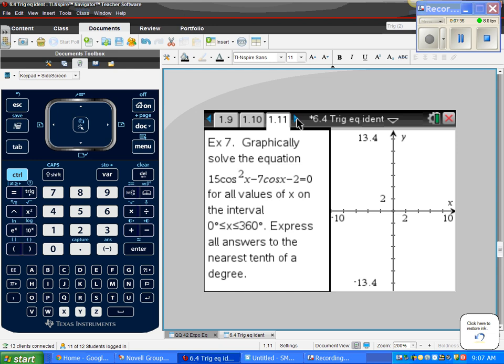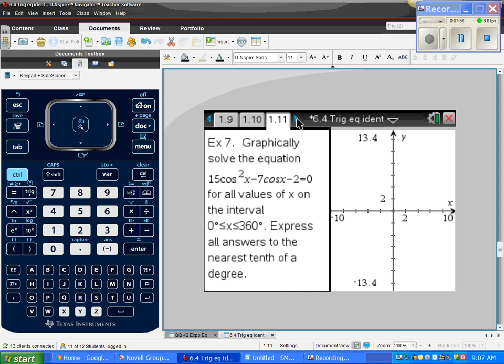Okay, next page. Graphically solve the equation 15 cosine squared x minus 7 cosine x minus 2 for all values on the interval from 0 to 360 degrees. Same thing. You're going to graph it, adjust the window, and adjust the graphing settings if you need to.